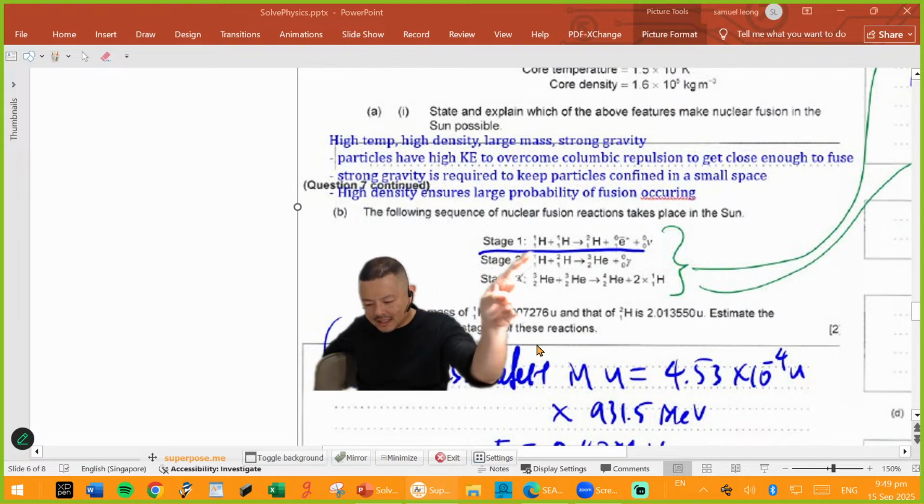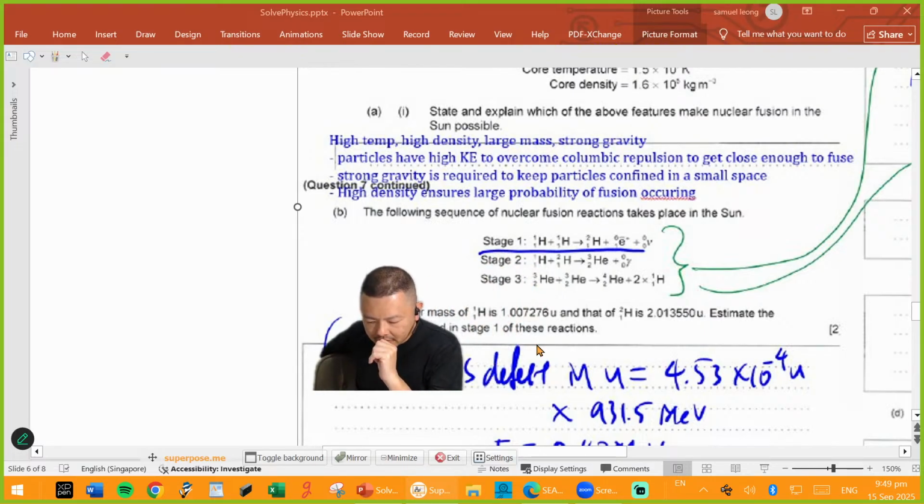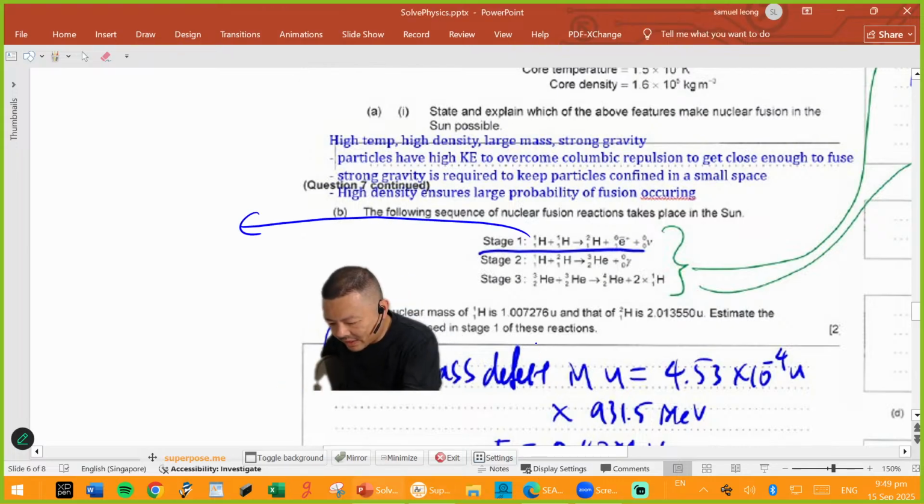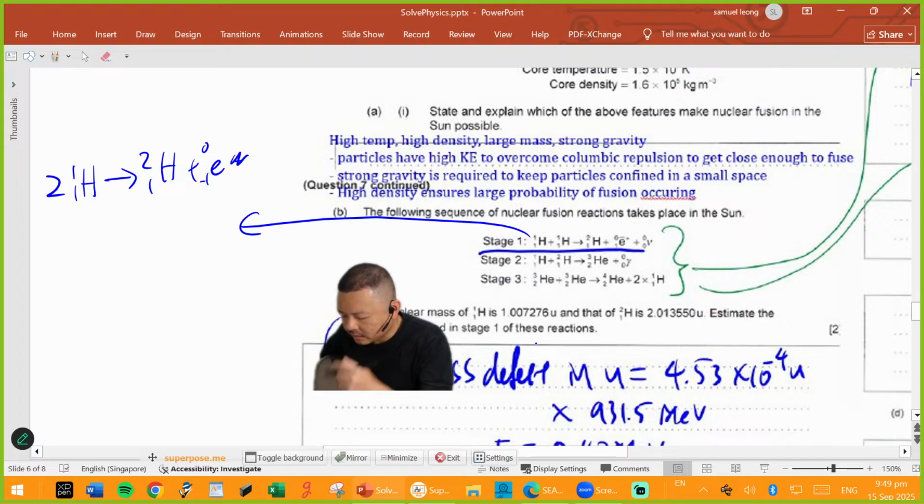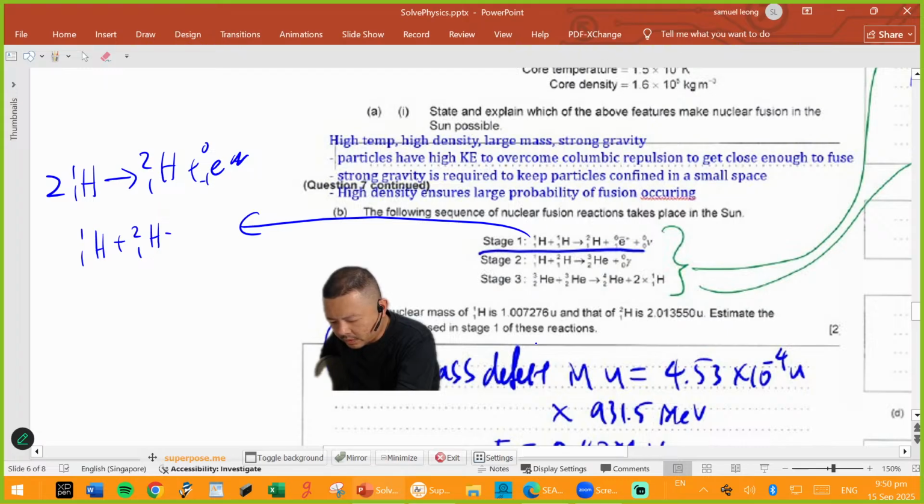So fusion in the sun is basically two protons, right? There's a big 2 in front. I'm just wondering whether this is related to what she's saying. And then it gives you a deuterium, and then you add 1 deuterium to a proton, and you get a helium-3, that sort of thing.